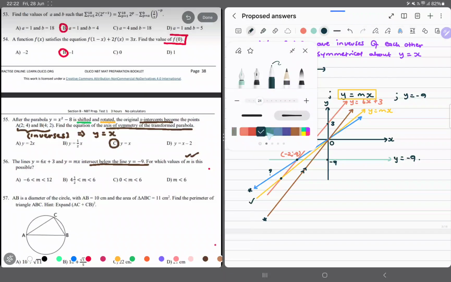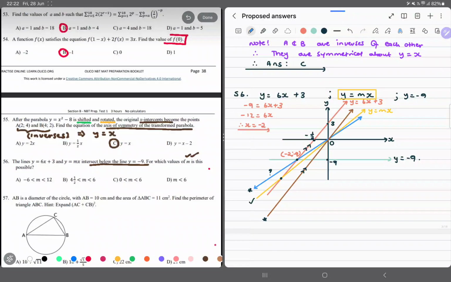Now the gradient of our blue line here is going to be y at the origin minus y at one other point. It's going to be minus 9 over 0 minus 2, and this gives us 9 over 2, which is equal to 4.5.